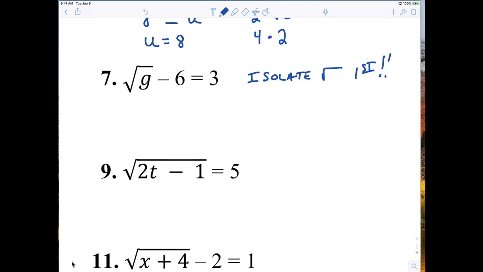Come on, Allison, get involved. The more you get involved, the better it becomes. That's what you don't understand. Come on, that is perfect. Adding 6. Even if you're wrong, it doesn't matter. You're trying to think it through. Perfect. So now I have the square root of g is equal to what? 9. Now how do I undo a square root? Square both sides. So g is equal to what? g is equal to 81.